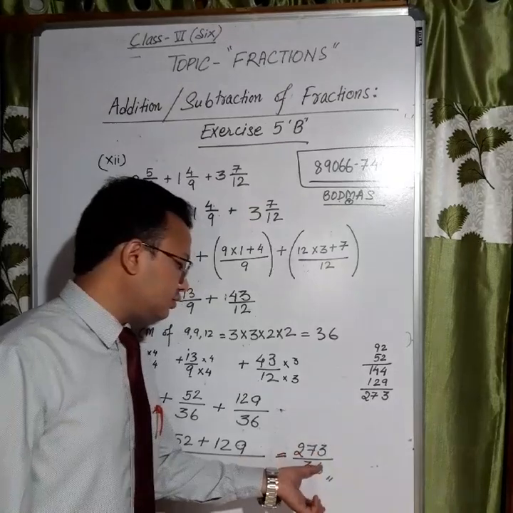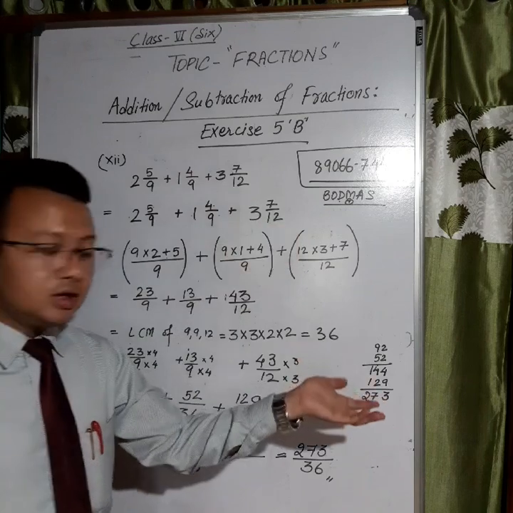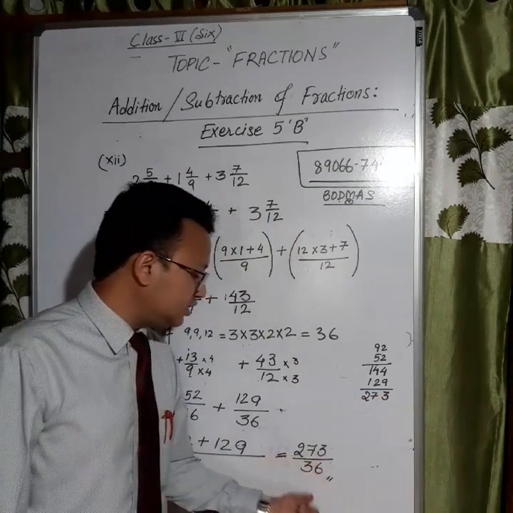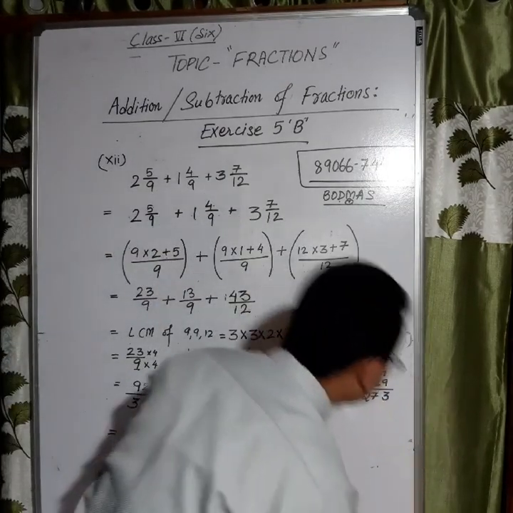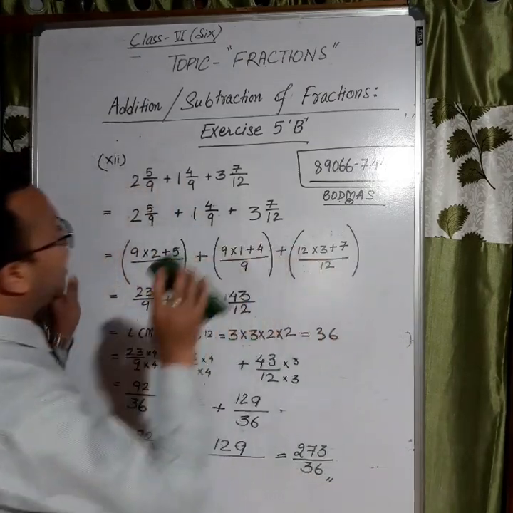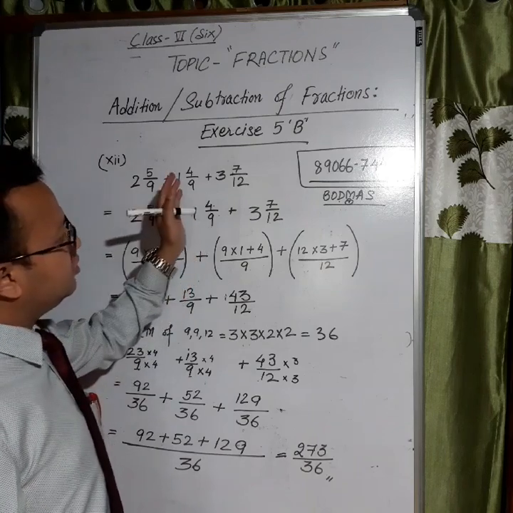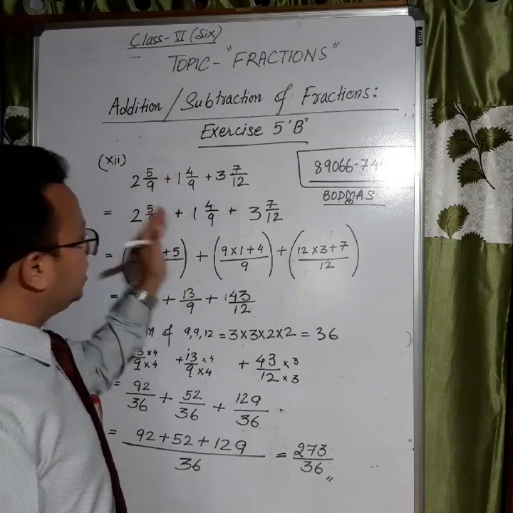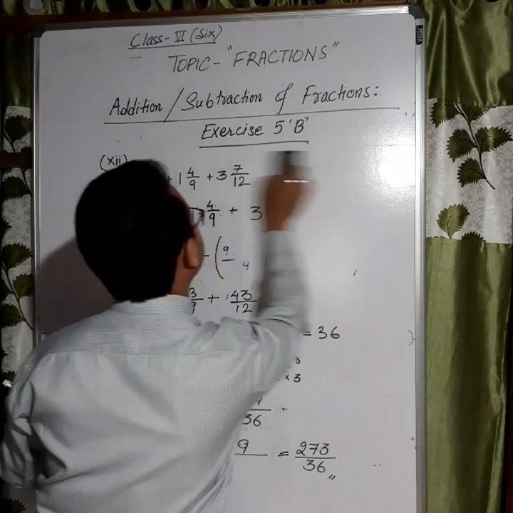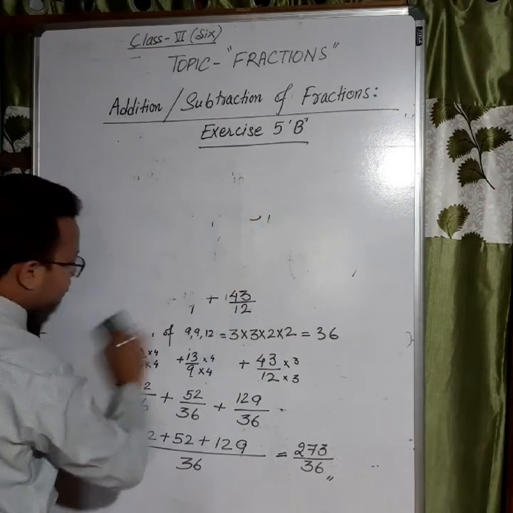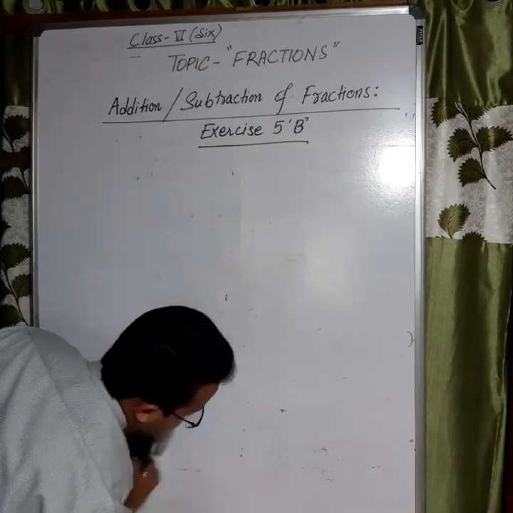So if you want to write this answer as it is, it's fine. But if you want to convert this improper fraction into a mixed fraction, you can do it. You just need to divide 273 by 36. Alright. So for now you can just do it this way. So this is the case of addition of fractions. For subtraction also the case is the same. The only thing is that instead of addition you need to subtract. We'll give you a simple example for subtraction. Then you can easily relate it.